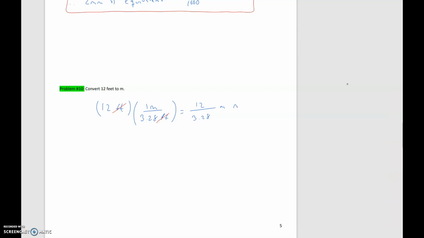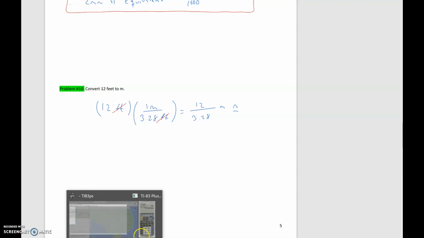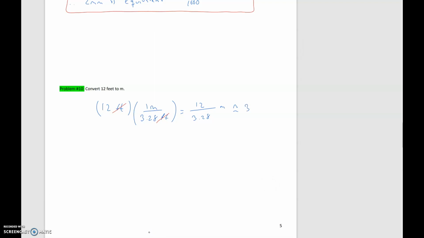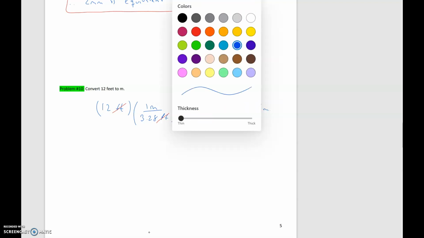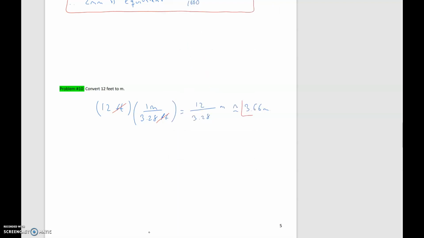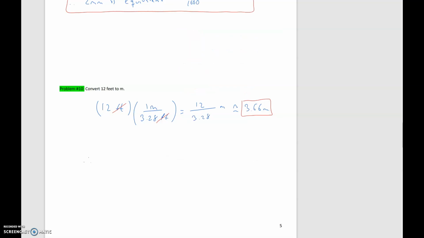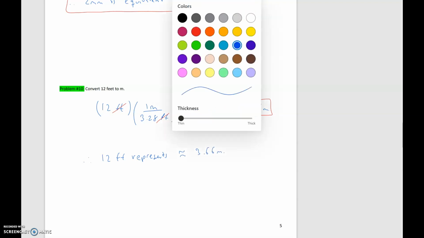So this is equivalent, or approximately, and I already lost it. It was 3.66. So approximately 3.66, and this will be meters. So in this case, 12 feet represents approximately 3.66 meters.